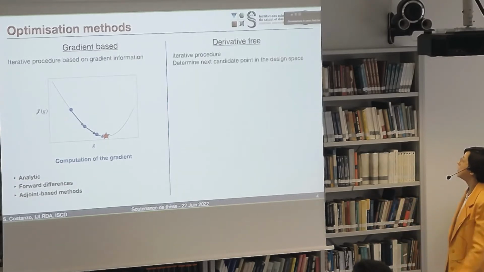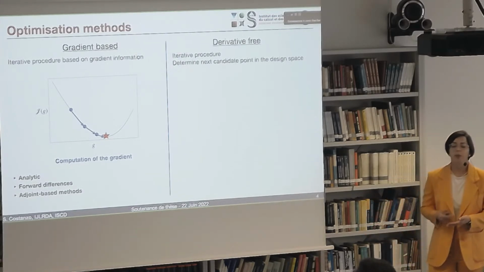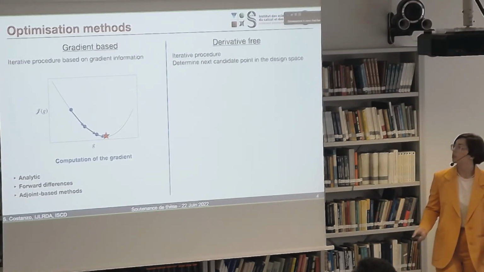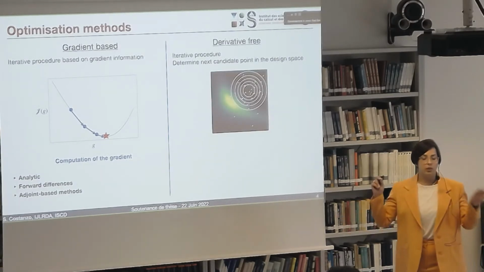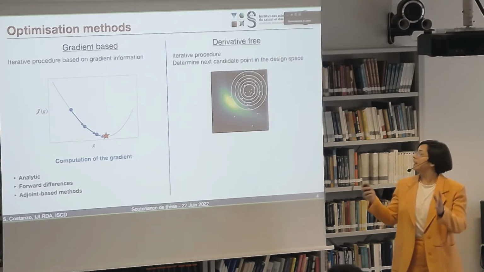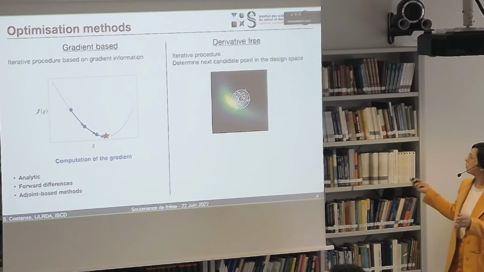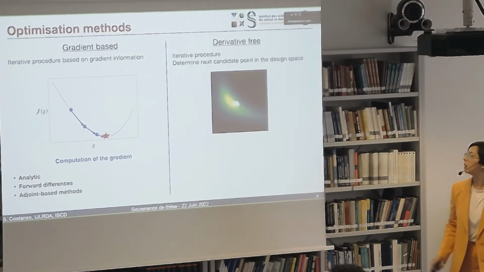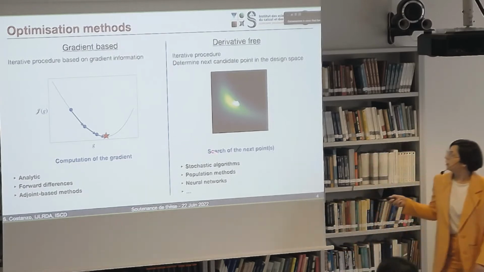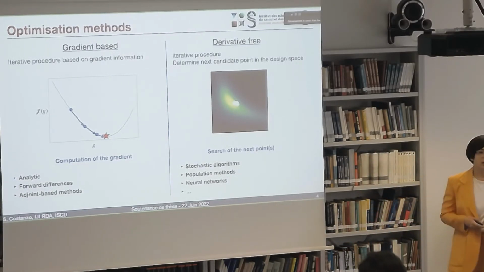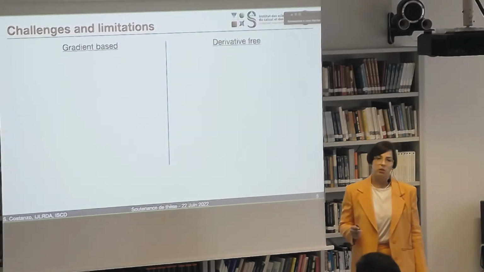On the other side, derivative-free methods are also iterative procedures, but here we have no knowledge of the gradient. So what we usually do is span a lot of points in which we compute the function, and then according to some distribution, we increase the points until we reach a minimum. There are many derivative-free methods that depend on the way the algorithm searches for the next points.